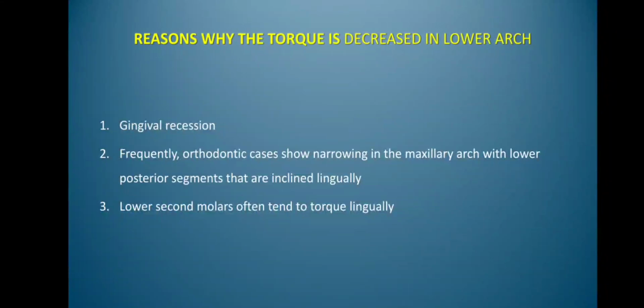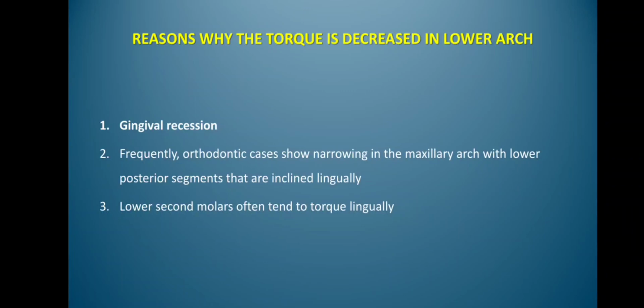Reasons why the torque is decreased in the lower arch. As I said before, this is not only to prevent lingual rolling of molars, but also there are three other reasons. First one is gingival recession. When present in lower cuspids and bicuspids, if we reduce the labial root torque, the teeth benefit from roots being moved closer to that of center of alveolar process.